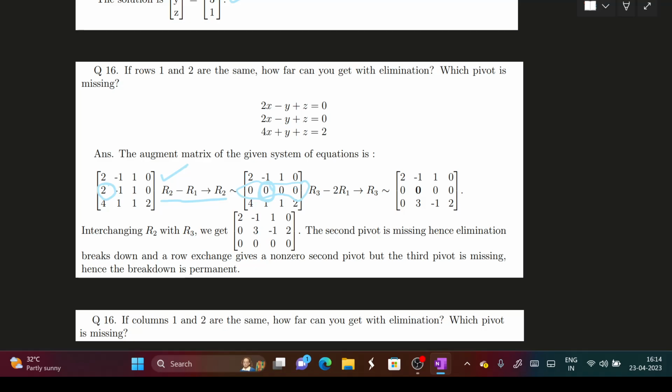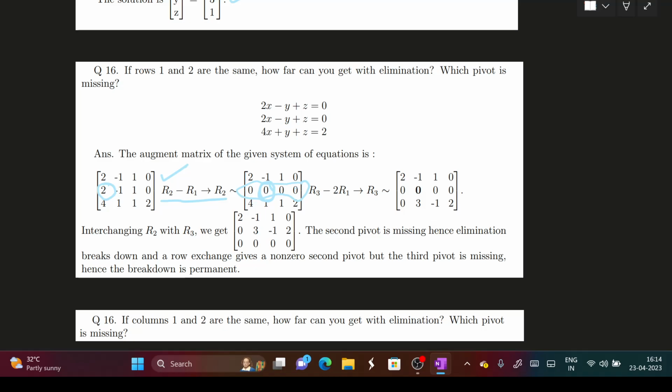So that means this second pivot is missing. As my second pivot is missing, I have a breakdown in the elimination process. But by interchange of the second and third row, I will get my second missing pivot replaced by a non-zero value. So my first pivot is non-zero, second pivot is non-zero. Now I have my third pivot missing.